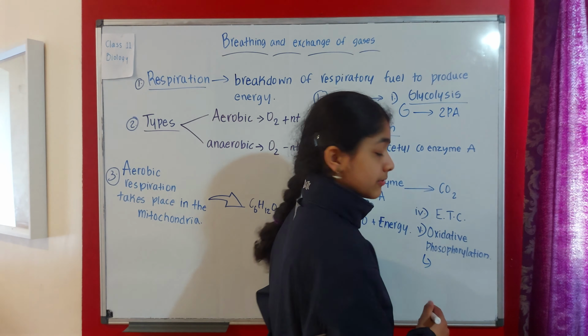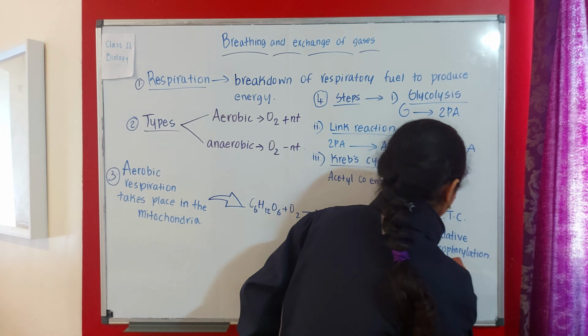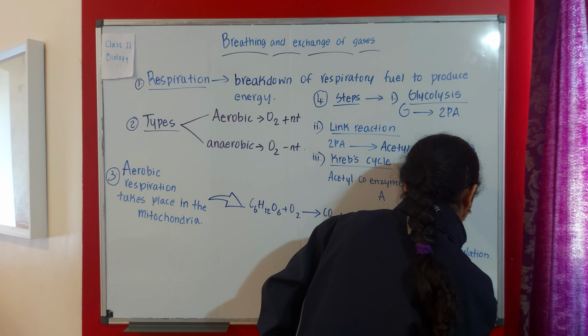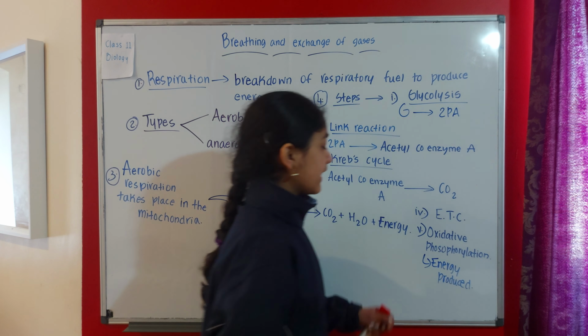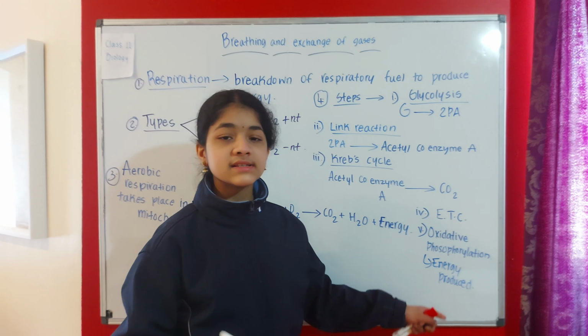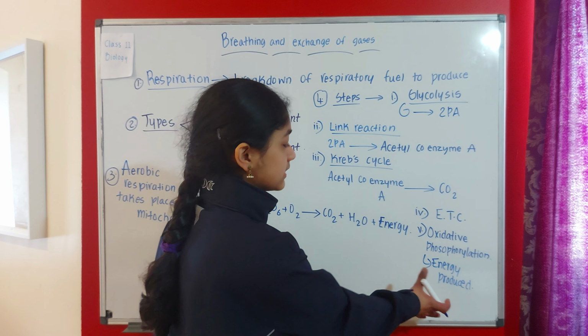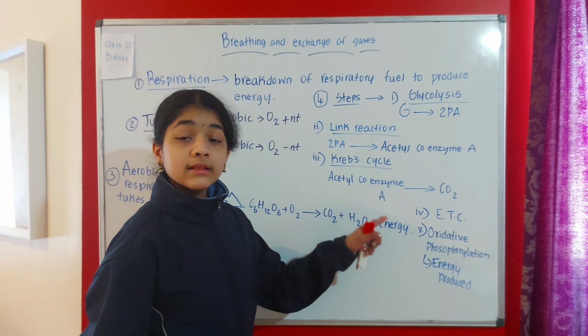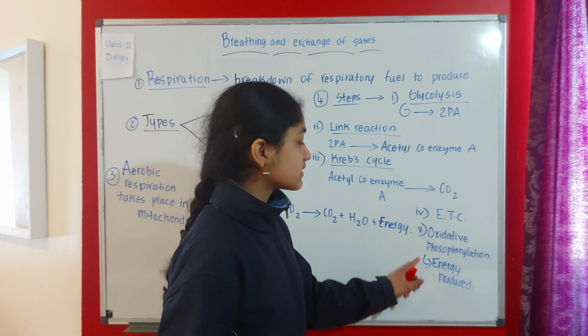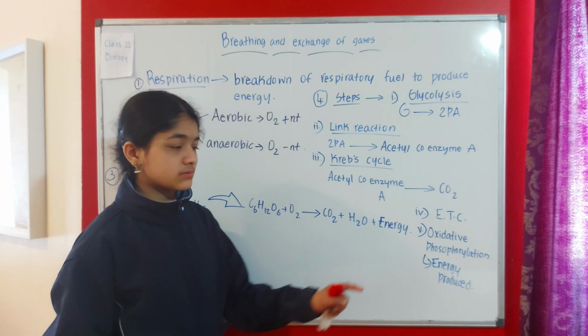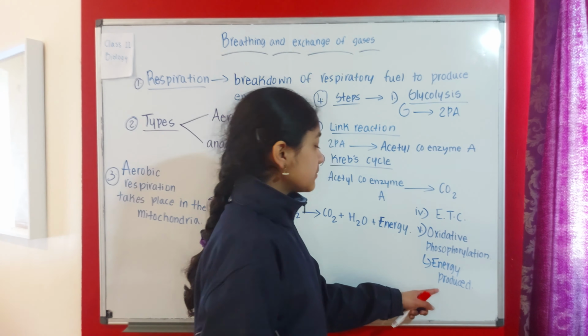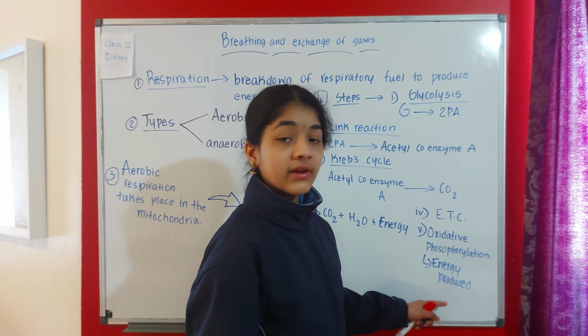In the last process, that is oxidative phosphorylation, the energy is produced. The energy produced here is in the form of ATPs. So energy is in the form of ATP. This happens in the process of oxidative phosphorylation, which is the last process.